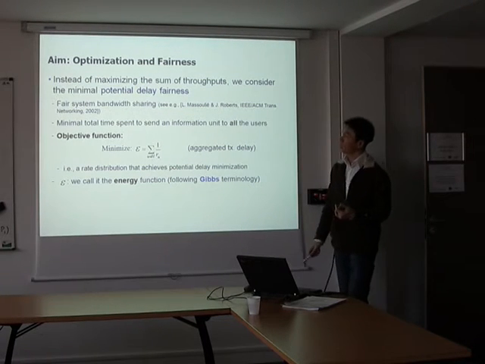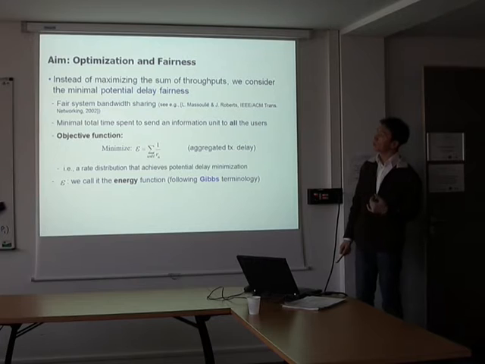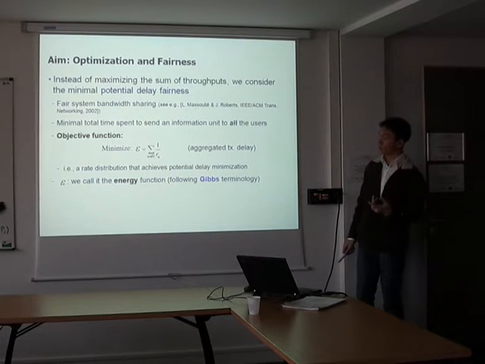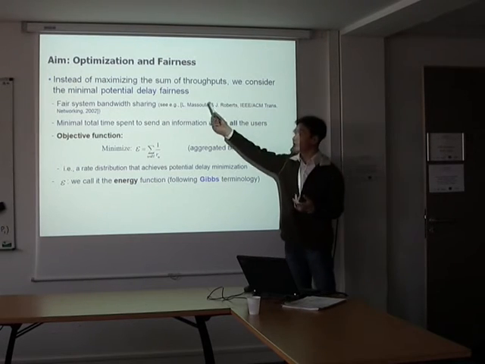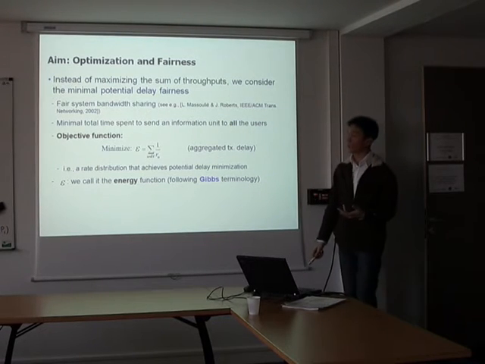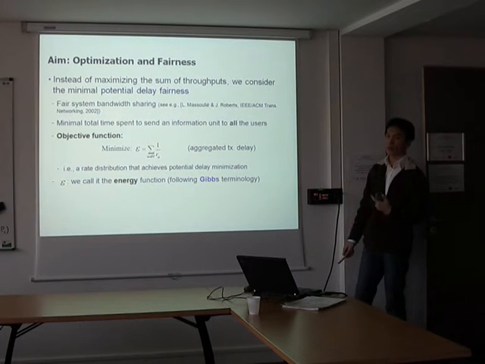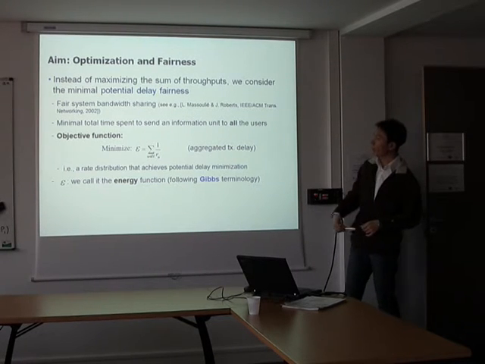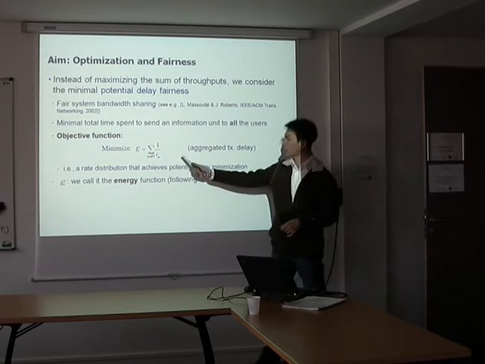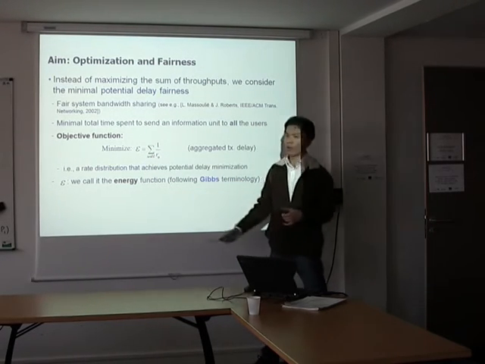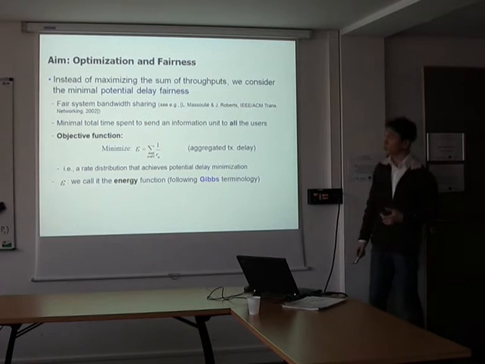The objective is twofold. First, it will be able to provide a certain level of fairness, which people call proportional delay fairness. And secondly, it is for mathematical convenience in order to deploy a Gibbs sampler to implement it that way. And in the coming slides, I will call this objective function energy, according to the Gibbs terminology.